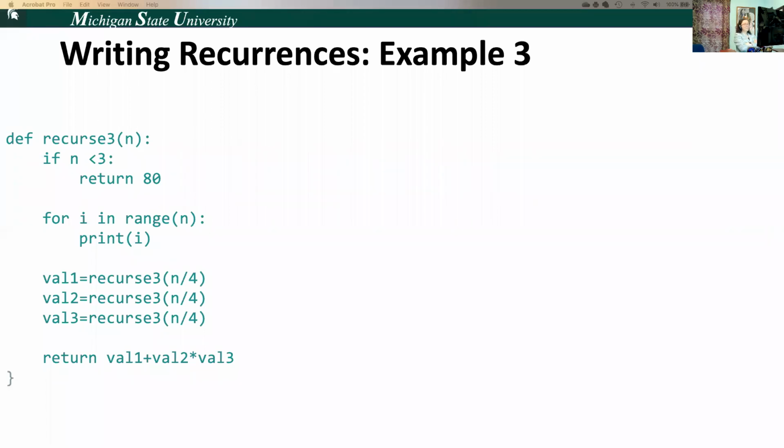So here I had the typo. I didn't want you to see that. It will look not good. It looks like a function call then. So I fixed that: recurse 3, recurse 3. So here's a recursive function. If n is less than 3, return 80. You've got a loop, and 3 recursive calls with n over 4 this time. And you've got some algebra going on at the very tail end with multiplication and addition and the return.